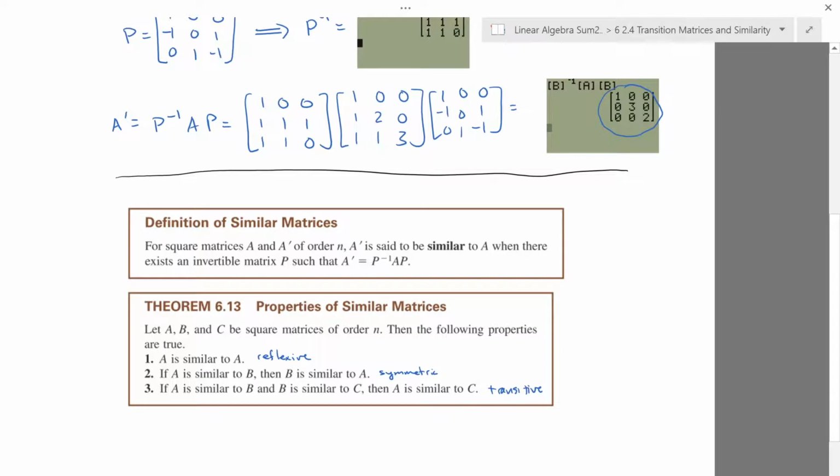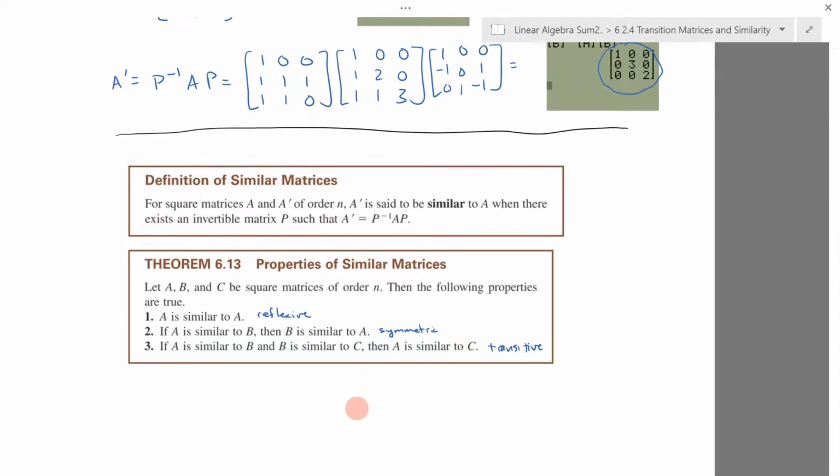And so this similarity relationship between two matrices is in fact an equivalence relation, right? Which means it satisfies these three particular properties. So the similarity relationship is reflexive, right? So any matrix is similar to itself. It's also symmetric, right? So if A is similar to B, then B is similar back to A. And then it's transitive, right? So if A is similar to B and B is similar to C, then A is similar to C.